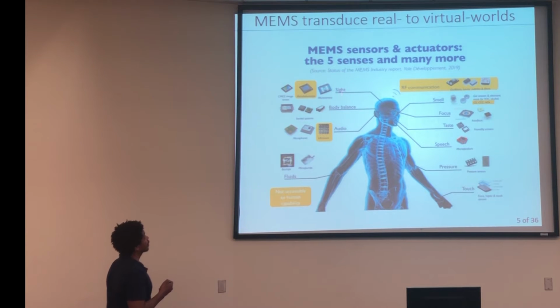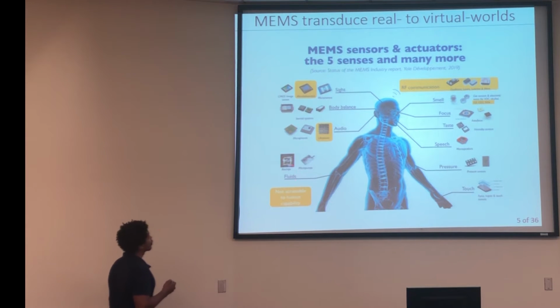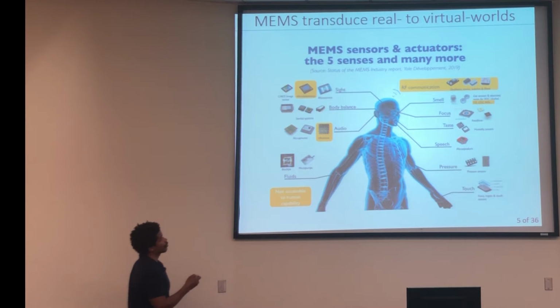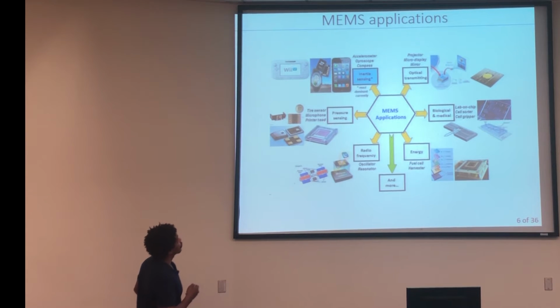This is also enabling other things too, like robotics today. It enables sight. Here are some types of microsensors: balance, like gyroscopes and accelerometers, audio, fluidics, biochips, micropumps, smell, chemical sensors, taste sensors, speech, pressure, touch, all kinds of things in our communications as well. Here are some other applications: pressure sensing, inertial sensing, optical transmitting, biological and medical, energy transduction, like harvesting energy from the environment, radio frequency devices, and a whole lot more.